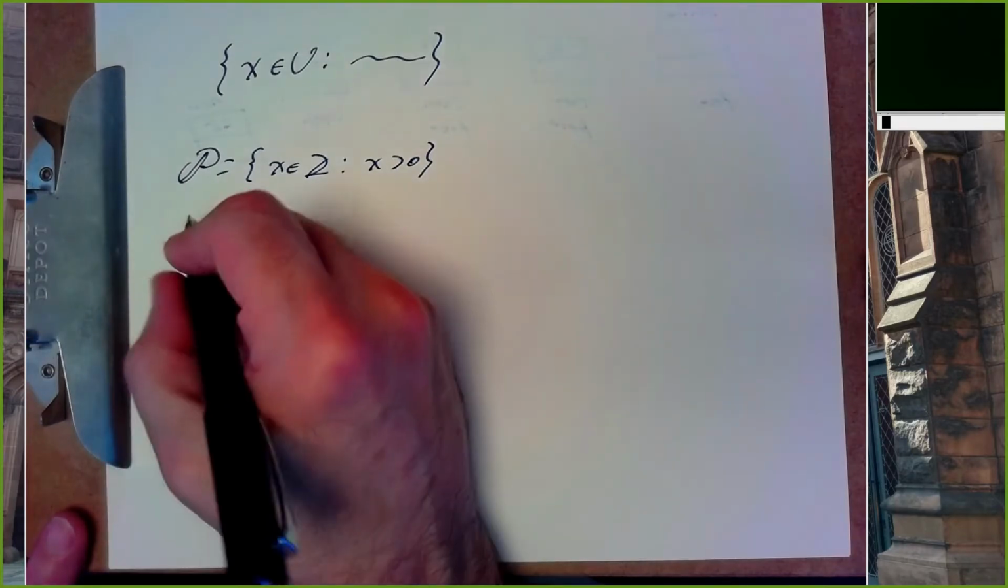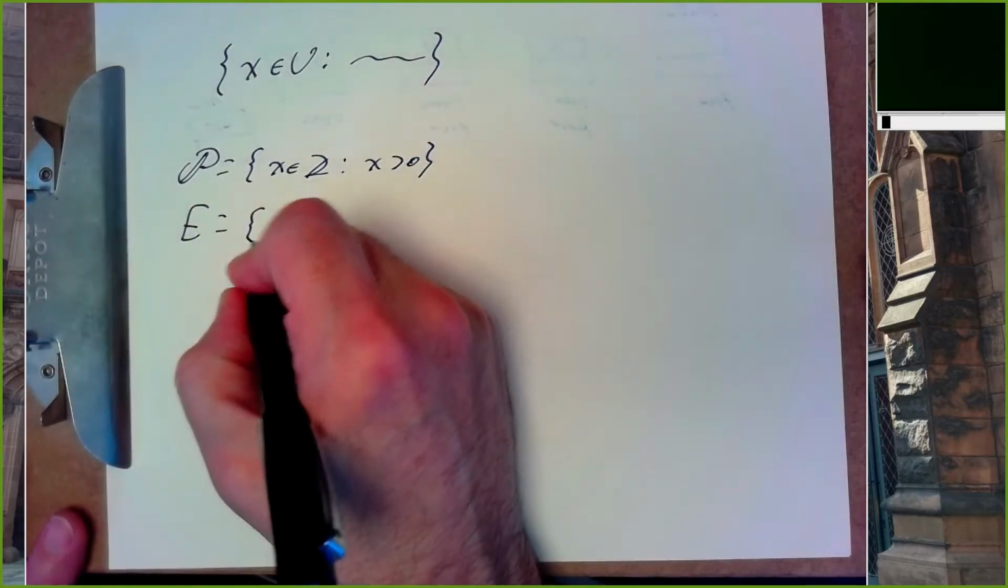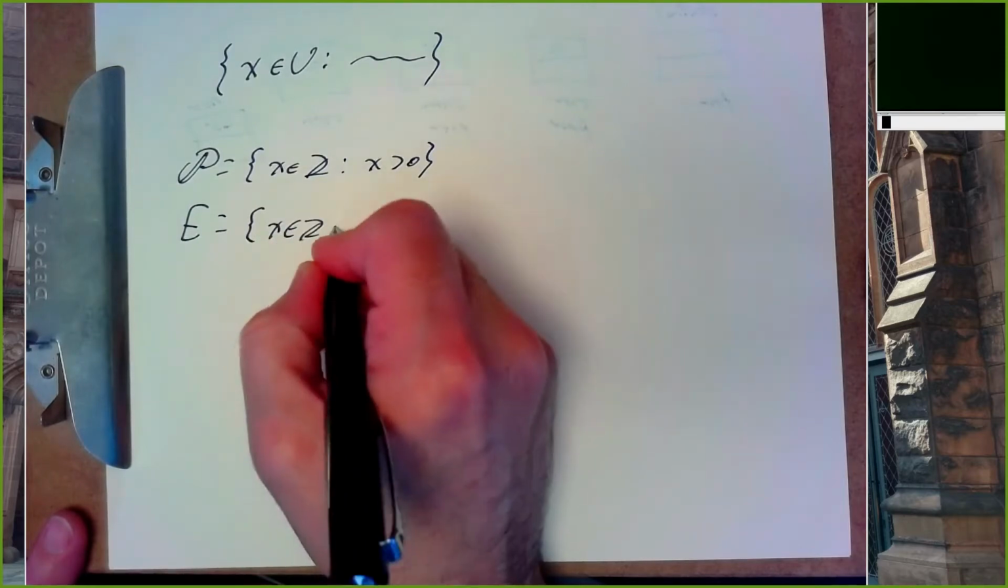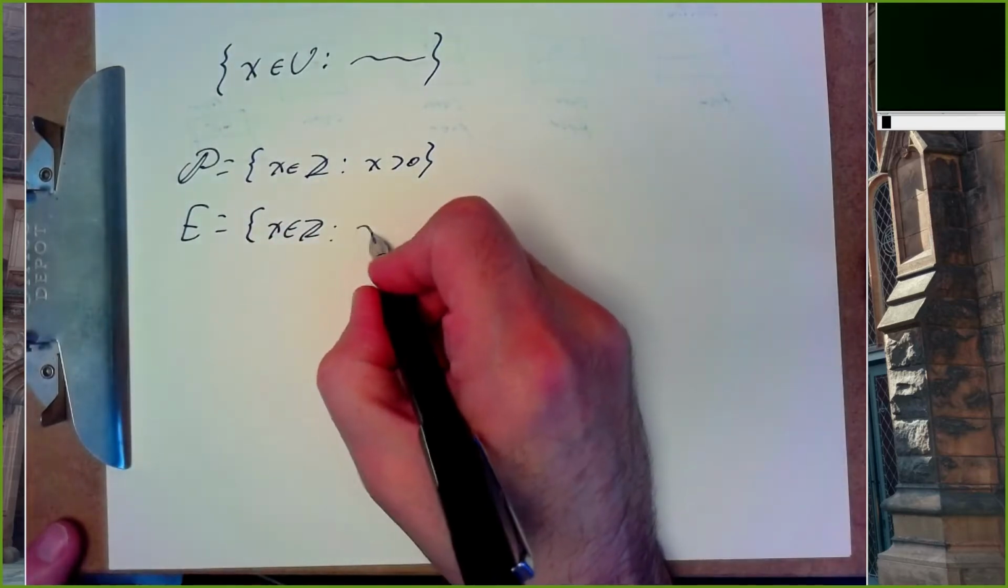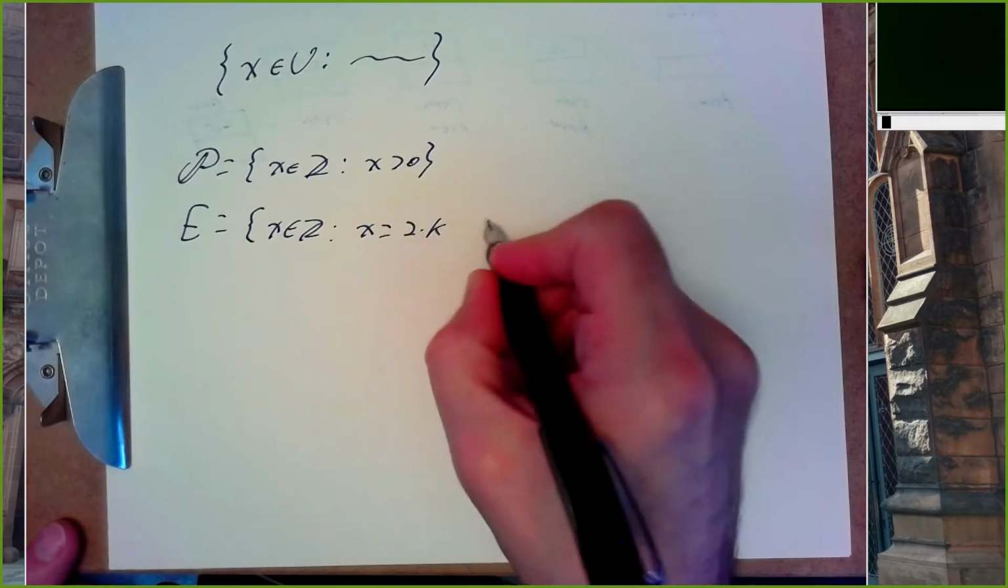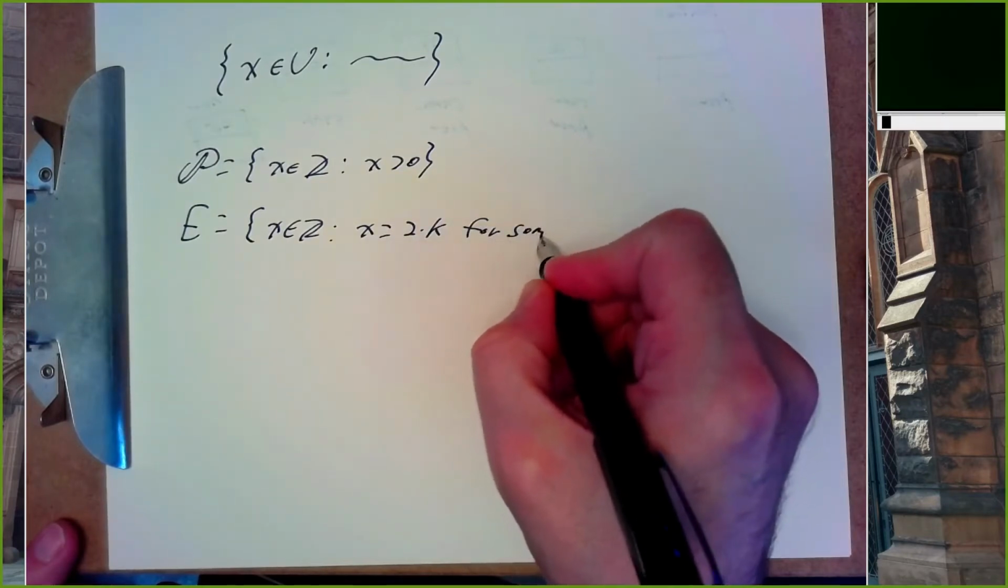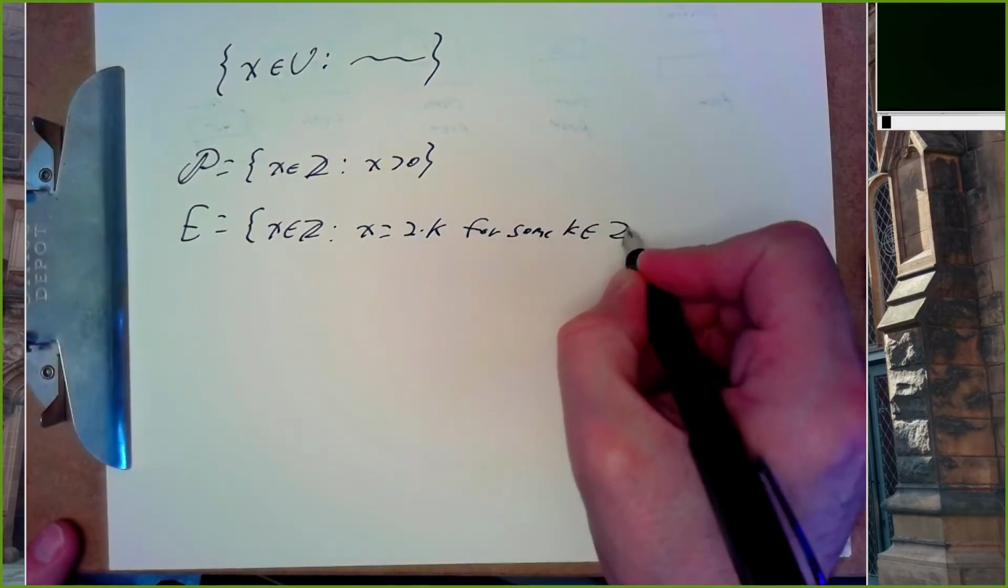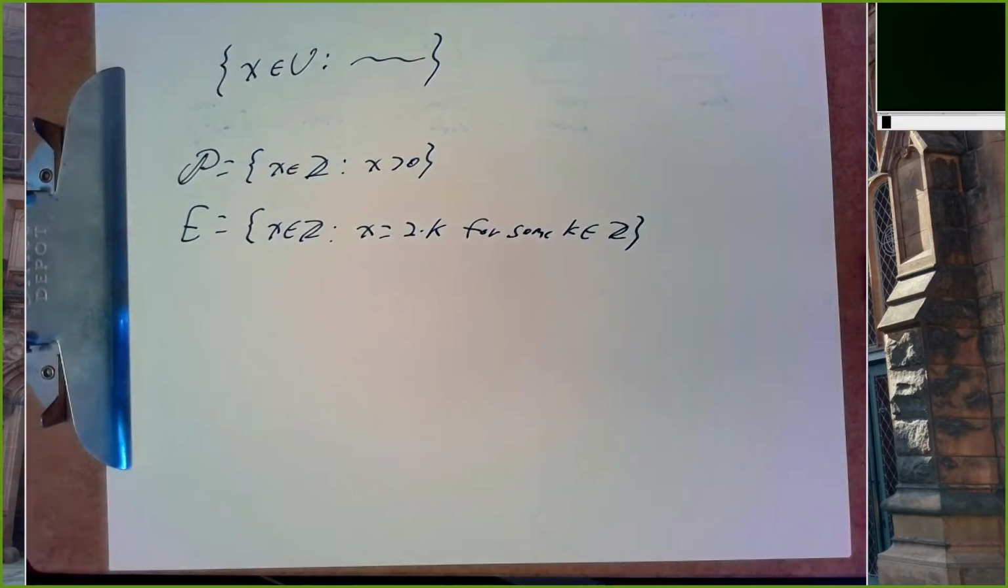Or the even numbers would be the set of all integers such that x equals 2 times k for some k that's also an integer. So that would be a way we could describe the set of even numbers using set builder notation. Does that make sense? Yeah. Okay.